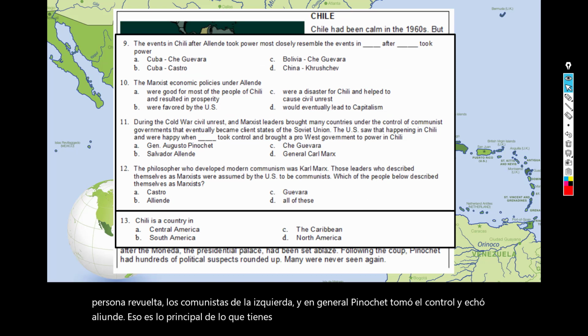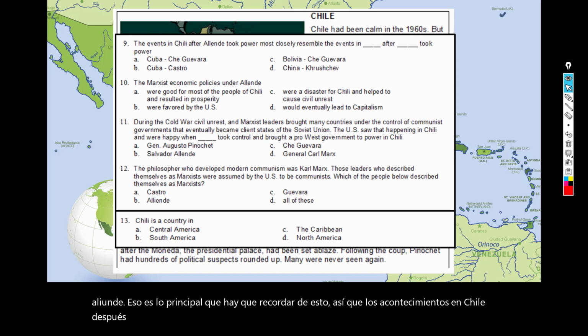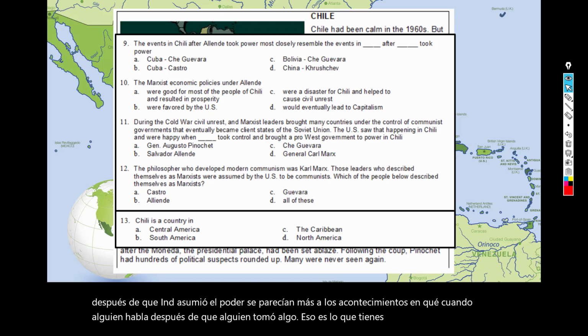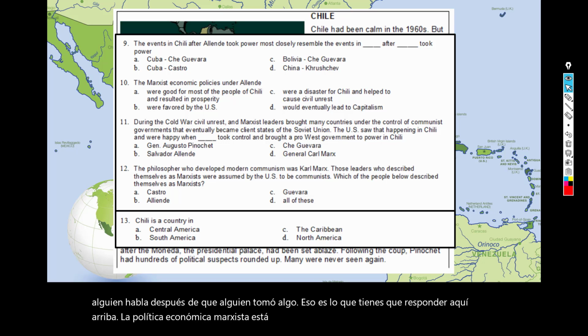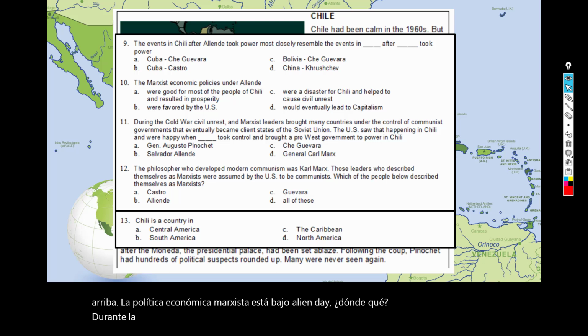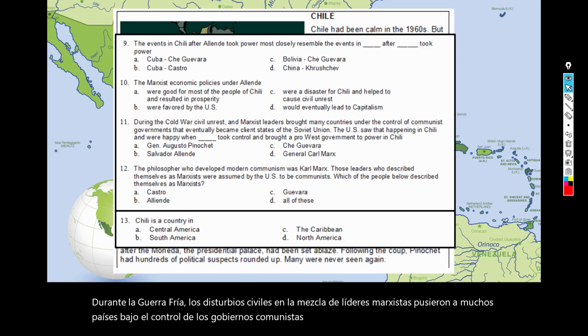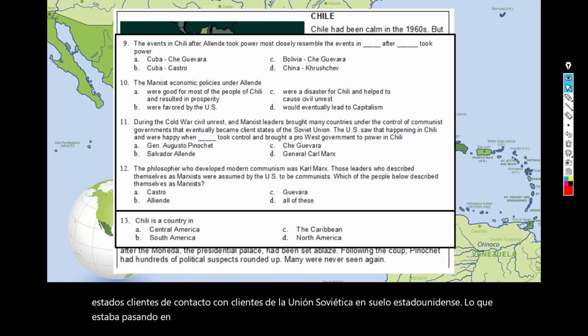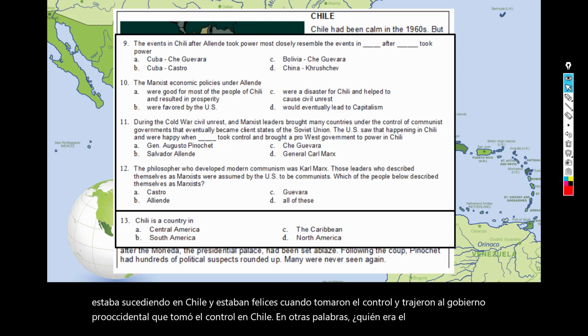So the events in Chile after Allende took power most closely resemble the events in what? After somebody took something. It's what you have to answer up here. The Marxist economic policies under Allende were what? During the Cold War, civil unrest and Marxist leaders brought many countries under the control of communist governments that eventually became client states of the Soviet Union. The U.S. saw what was happening in Chile, and they were happy when who took control and brought the pro-Western government to Chile? In other words, who was the guy that took control after Allende was kicked out?